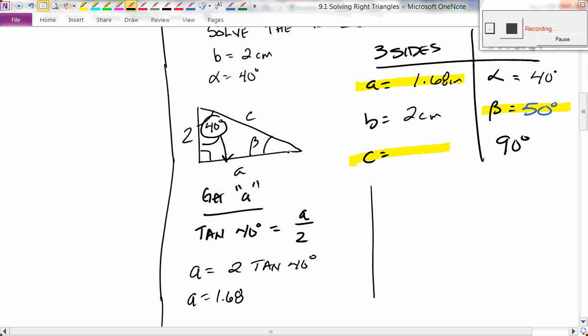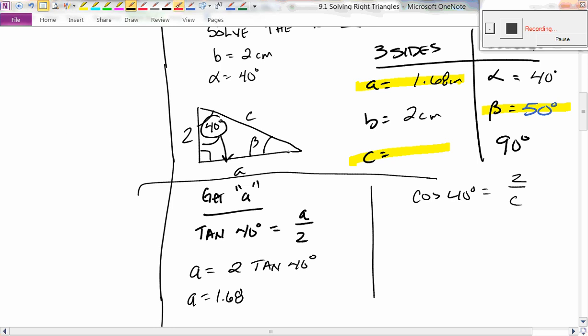So I want the C. What am I going to do? You do the cosine of 40. Okay, we'll do the cosine of 40 degrees is going to be 2 divided by C. Okay? Now, side note. This brings me to a side note.